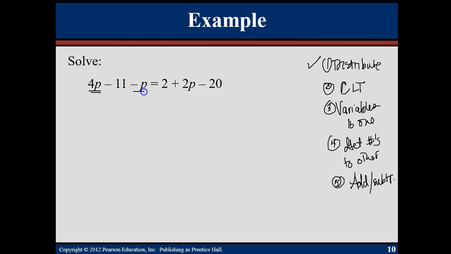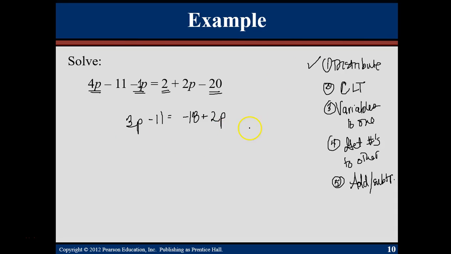I got a 4p and a negative 1p. Remember, if you don't see a number, it's a 1. And 4 minus 1 is 3p. Minus 11, because there's nothing else on this side, so I'll just bring the rest down. 2 minus 20 is a negative 18. And I don't have anything else on that side to add with the p.